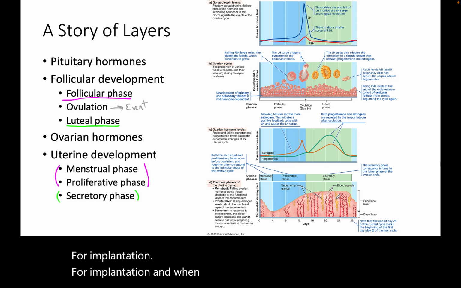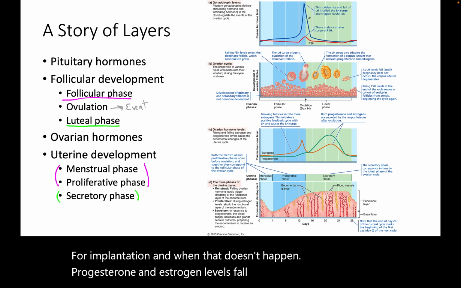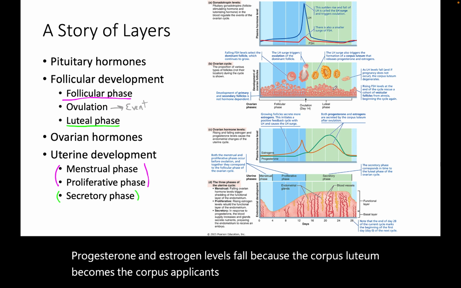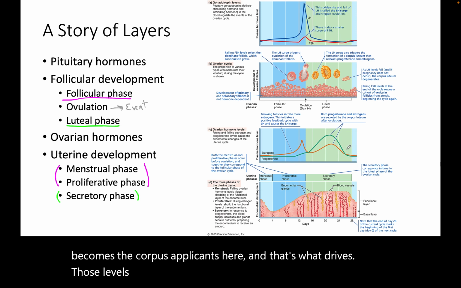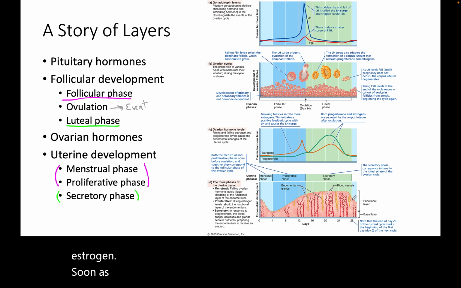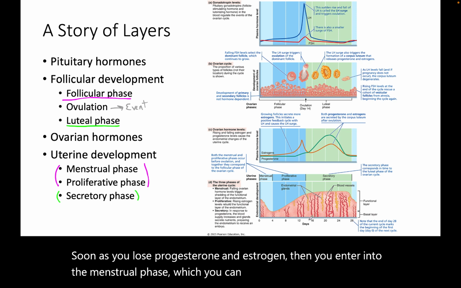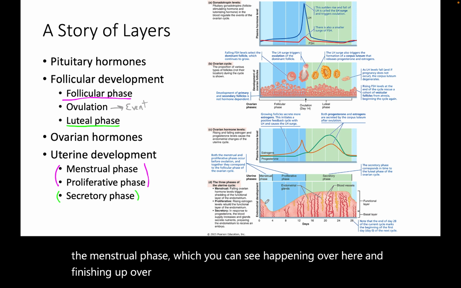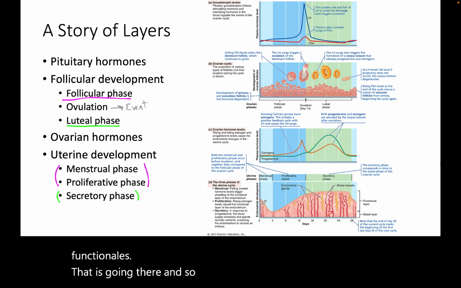And when that doesn't happen, progesterone and estrogen levels fall because the corpus luteum becomes the corpus albicans here. And that's what drives those levels down. And as soon as you lose progesterone and estrogen, then you enter into the menstrual phase, which you can see happening over here and finishing up over here. That complete sloughing off of the stratum functionalis that is going there. And so this diagram explains that beautifully.